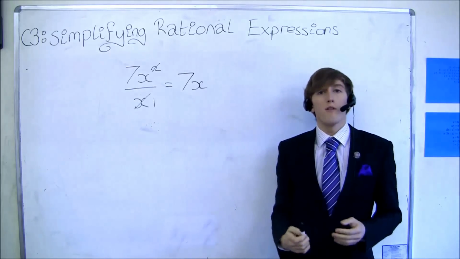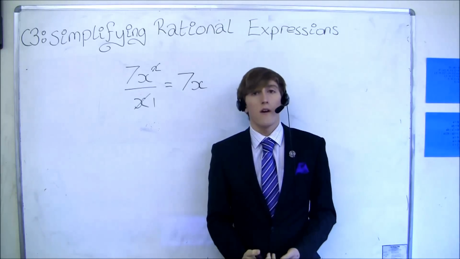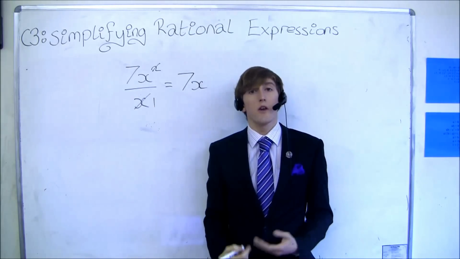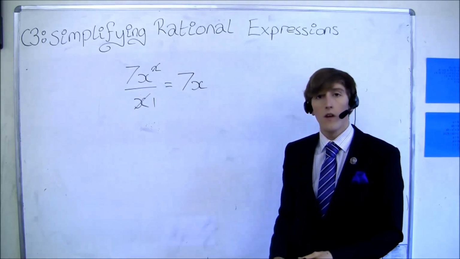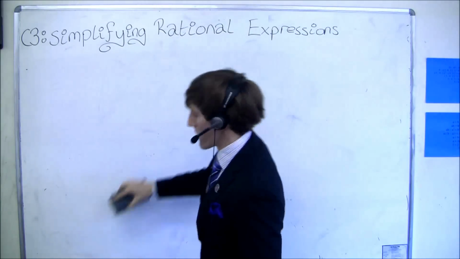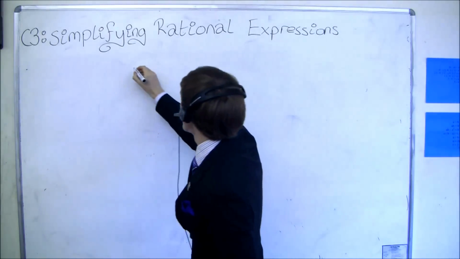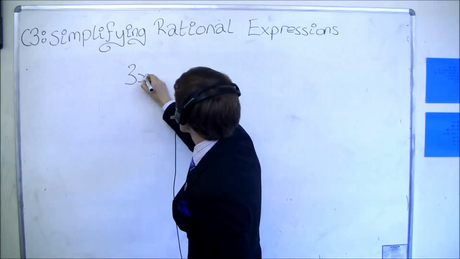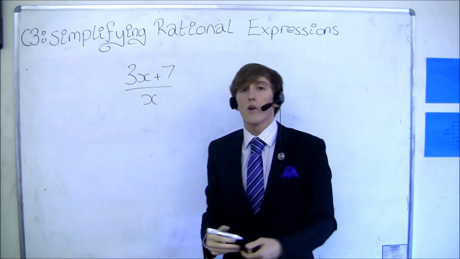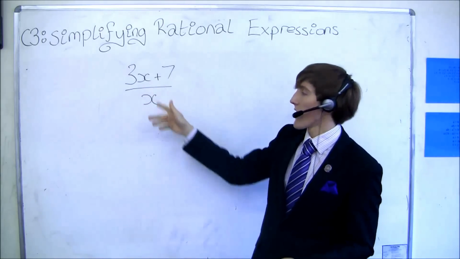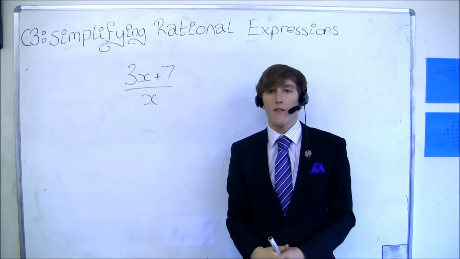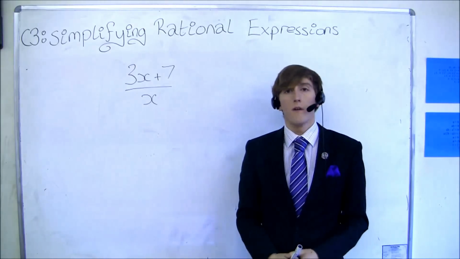It's important to remember that we can only cancel down if everything in the numerator is multiplied together and everything in the denominator is multiplied together. So, for example, if we had the following, 3x plus 7 all over x, we can't just cancel these x's, because the numerator isn't the product of things all multiplied together. We have the 7 added on.